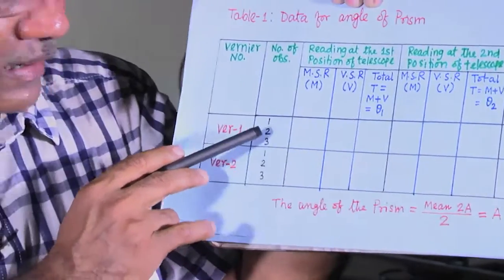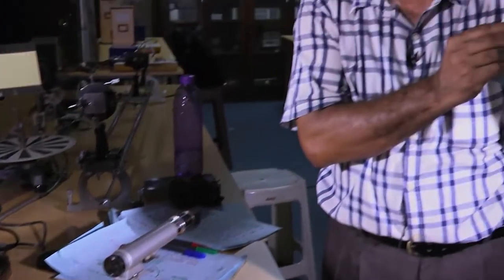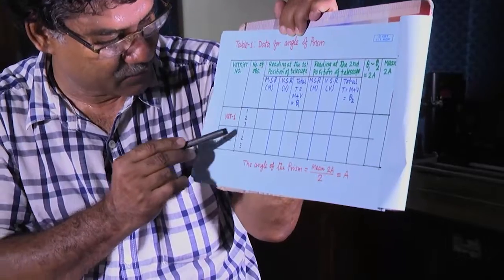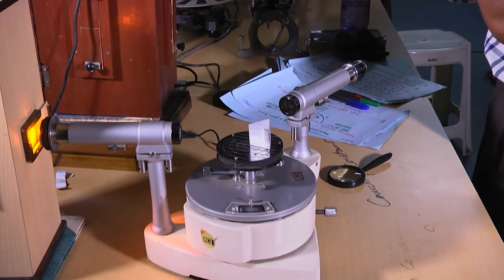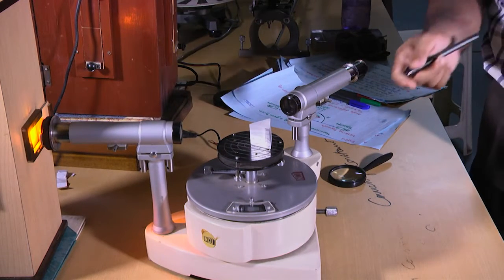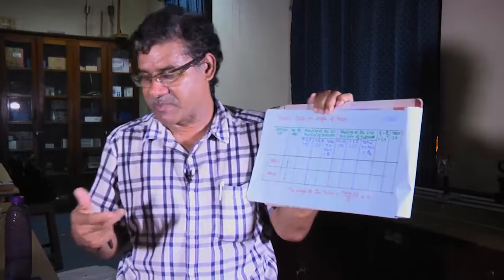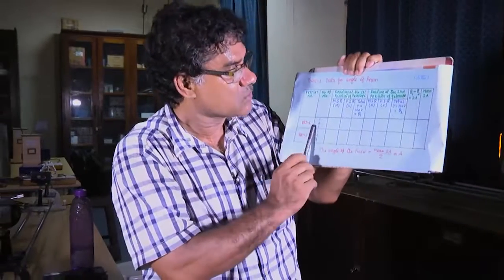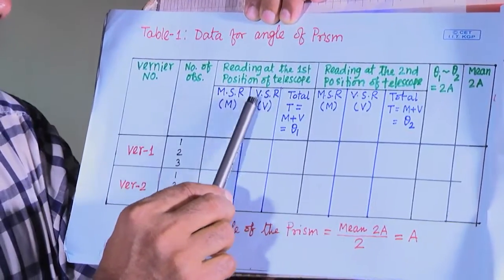Then you can just disturb it, again come back here, then take the second reading. For vernier 1 you have taken reading, and then for vernier 2 you have taken reading. Just disturb it and come back again, take the second set of readings, then the third set of readings. This is just to minimize the experimental error; we generally take not one data but more than one data. So, basically here you will take readings for the first position of the telescope.